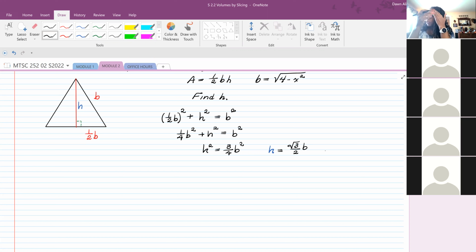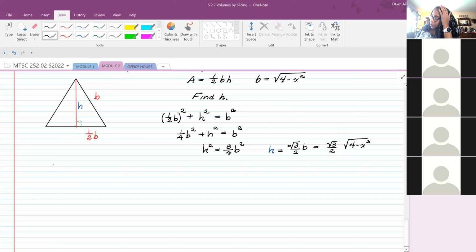Okay, so now we can find the area. We know what B is. B is the square root of 4 minus x squared. Oh, I can't write that like that. That's the square root of 3/2 square root of 4 minus x squared.